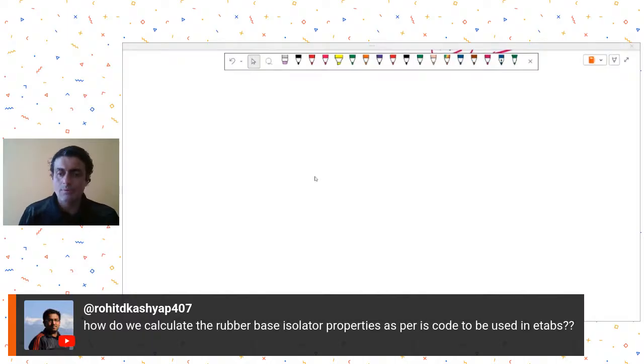I don't know. I have absolutely no idea. Maybe you will need some shear deformation properties, but how to calculate that, I have no idea.